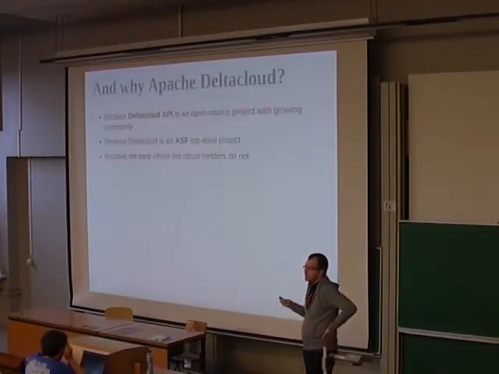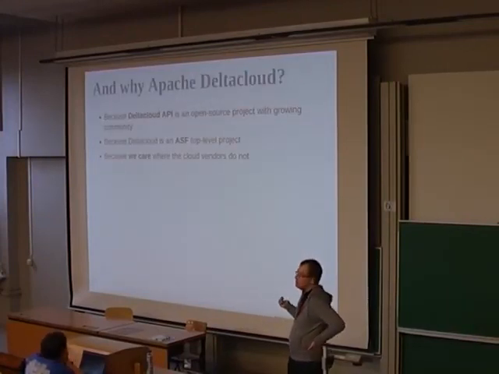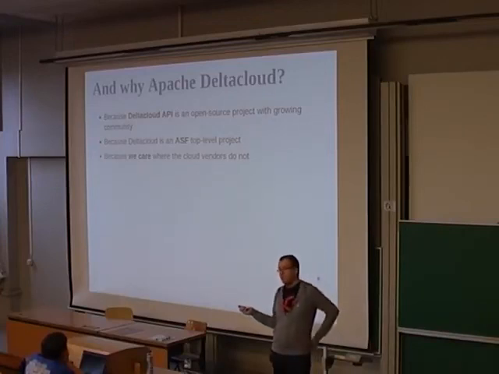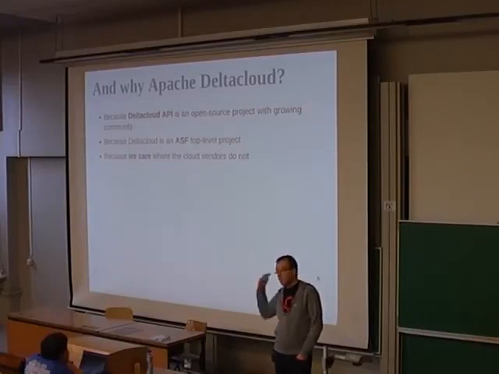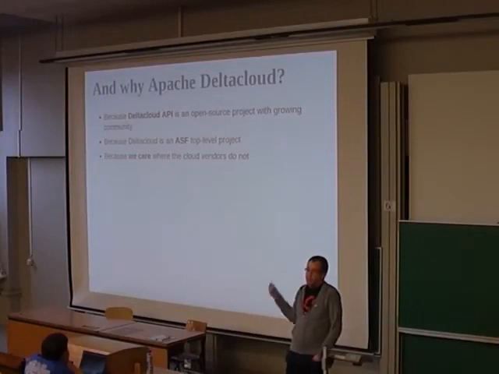And why should you use the Deltacloud API? Deltacloud is an open source project. It has a growing community. We are very happy for that. We are a top-level Apache Software Foundation project. We were in the incubator for 1.5 years, then we graduated. So we are now top level, and we basically care where the cloud providers don't, right?